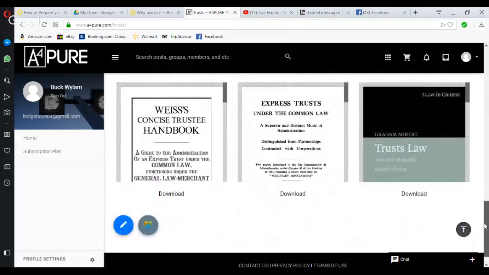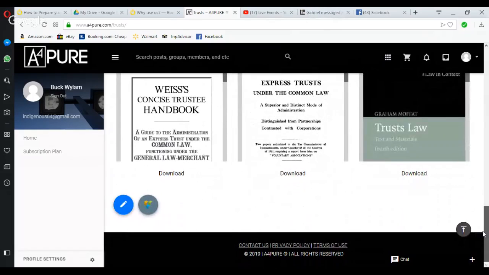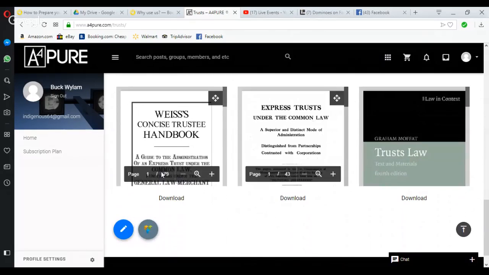You see, I just want to show you everything you're getting. These are a couple of trust handbooks that you will want to have in your library. And so when you become a member, you can download these.